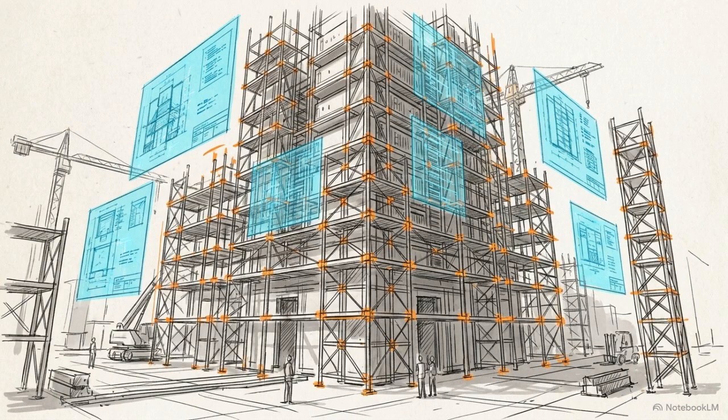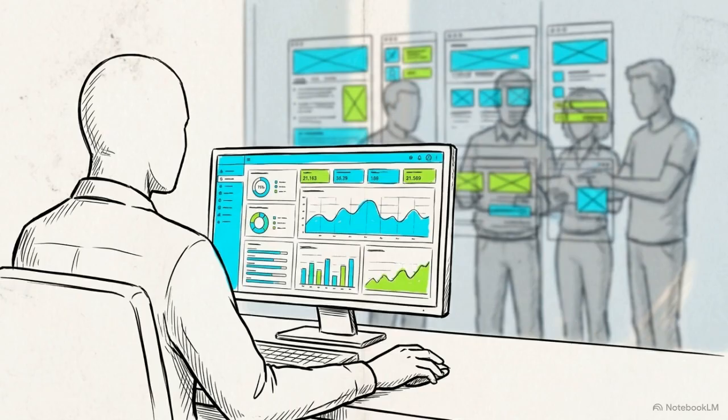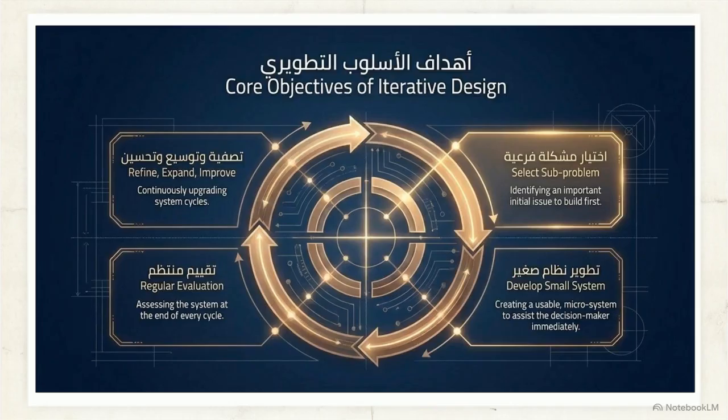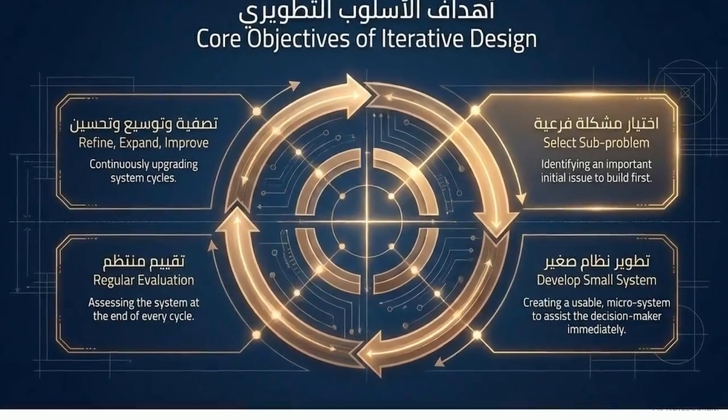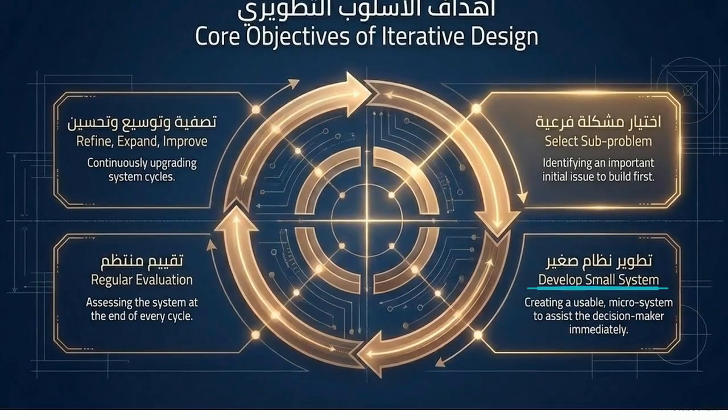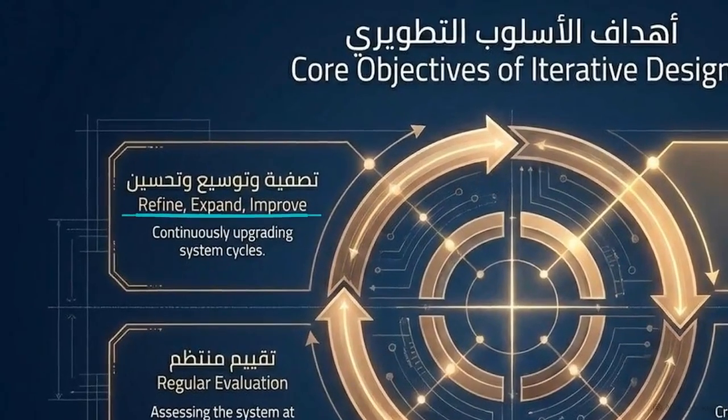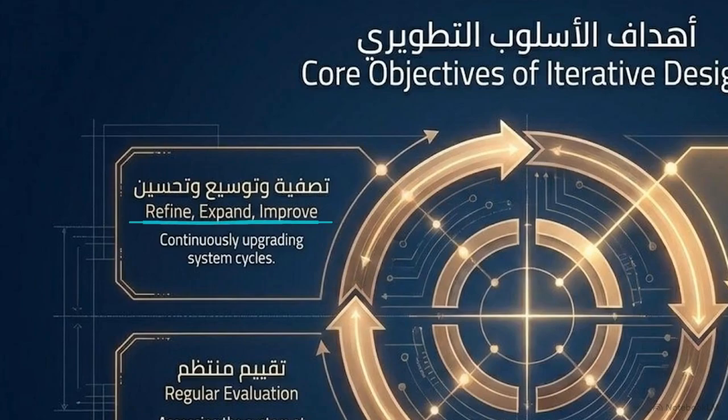In this environment, a software product is never finished. It is only temporarily stabilized so decision-makers can use it while the next iteration is already being planned. This diagram breaks down the iterative cycle. First, abandon building everything at once to isolate a critical subproblem. Then, execute a rapid microcycle. Develop a small system, get immediate decision-maker evaluation, and based on real-world usage, constantly refine and expand its capabilities.